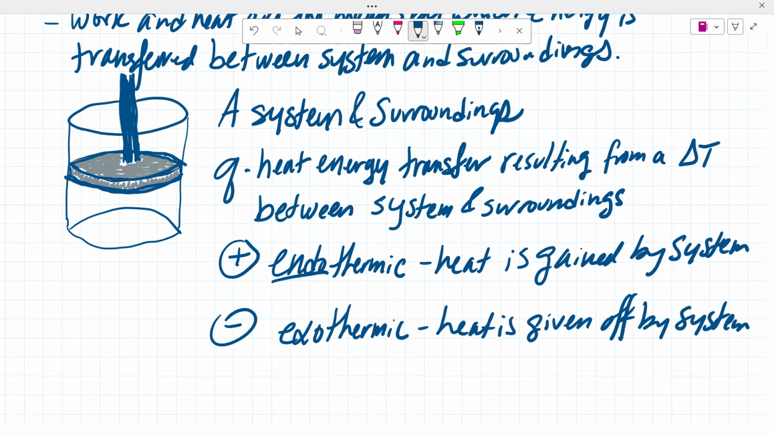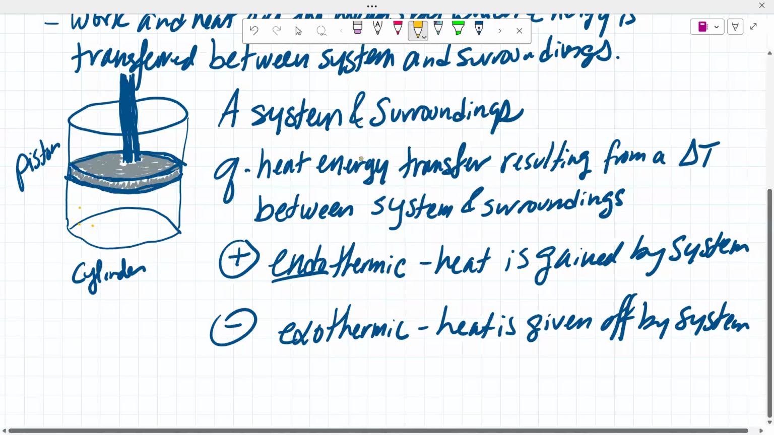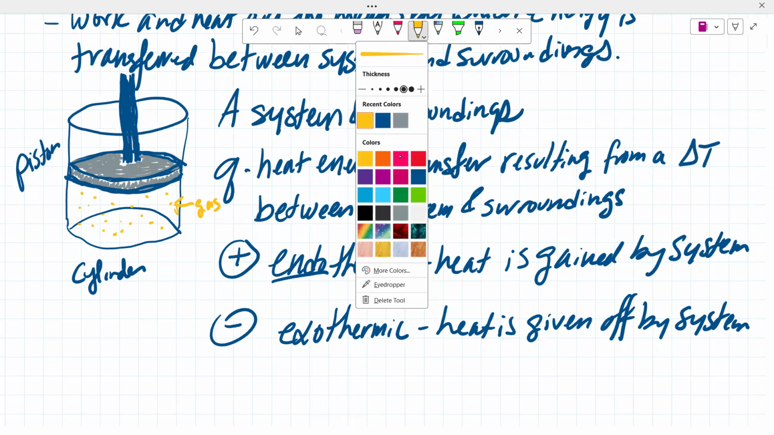So when we're thinking about the system, we're also imagining that inside the cylinder, there is some gas pushing our piston. Some kind of a gas in there that we're paying attention to for the system. Okay, there's a gas.